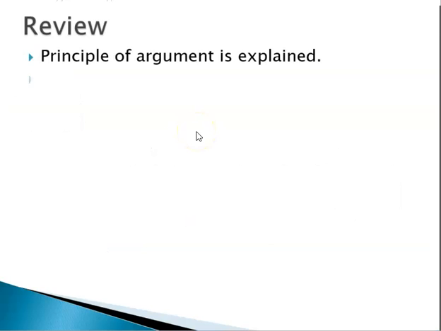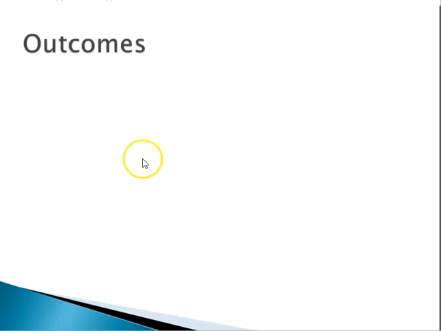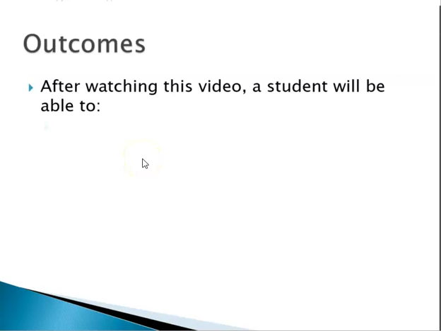In the previous video, we have seen some topics which are useful for the principle of argument. We defined what are open loop poles, closed loop poles, what we mean by encircled, enclosed, and how to count the number of encirclements and such topics. In this video, we will build on that.